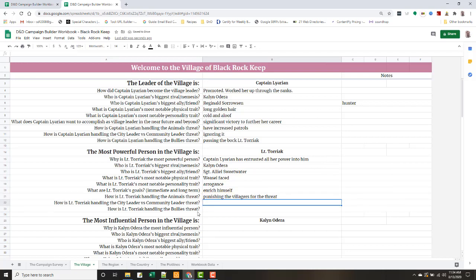And how is Lieutenant Toriak handling the city leader versus community leader threat? Well, he is putting pressure on Kaelin. He sees Kaelin as a threat, and he's basically saying that Kaelin is a rabble-rouser and is stirring up trouble and finding every excuse he can to put pressure on Kaelin to leave. Kaelin is the biggest obstacle of Lieutenant Toriak having full control over the village. So he's trying to do everything he can to put Kaelin out of business and get Kaelin to leave, or even put Kaelin in the brig. Stocks, brig. I'm not sure what the keep would have, but put him in jail. Lock him up. Get him out of there. So, and how is Lieutenant Toriak handling the bully threat? Well, he is the bully threat.